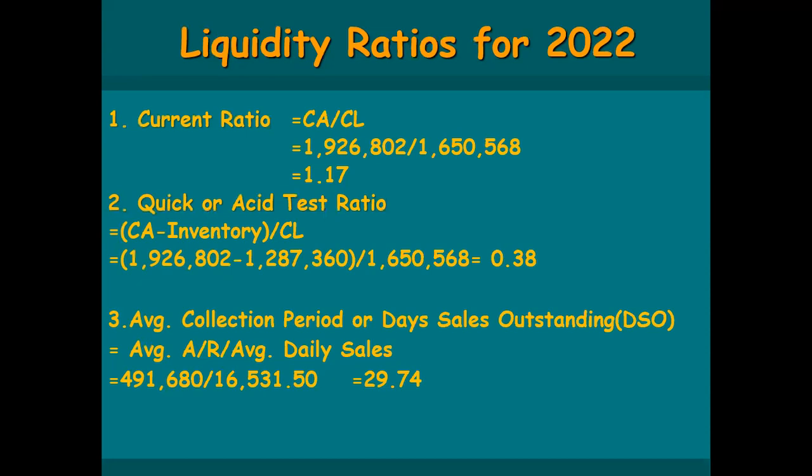But further question arises, what should be the actual requirement for the business? That is clarified from the quick or the acid test ratio. Acid test ratio equals current assets minus inventory, because inventory is the requirement for the business to meet production needs.